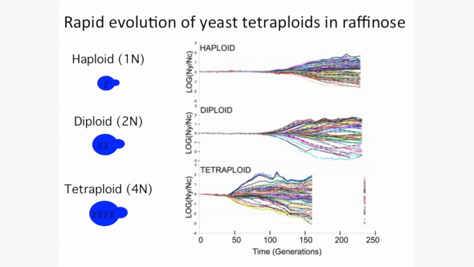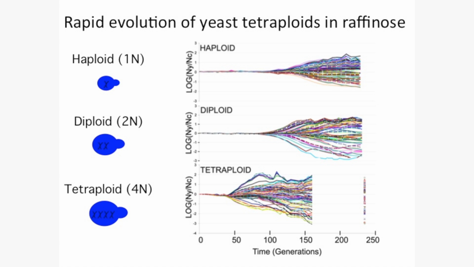So we grew our initial 3 strains under raffinose as a sugar source, which turns out yeast don't like as a sugar source, and said figure out a way to deal with this. And what I hope you see very quickly is that the haploids adapt at about the 150th generation, the diploids at maybe the 100th generation, and the tetraploids around the 40th. So something about having more copies of your chromosomes allowed for more rapid adaptation.